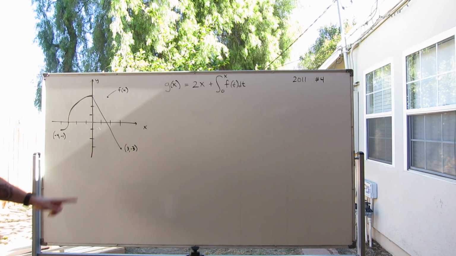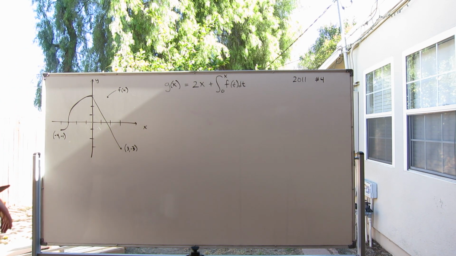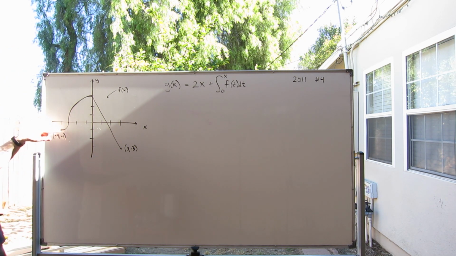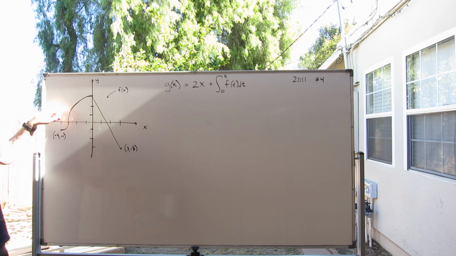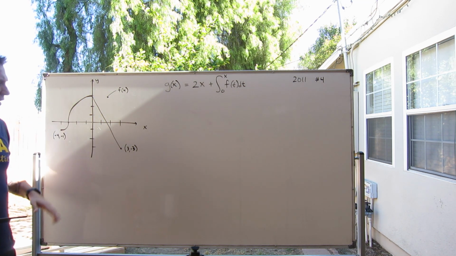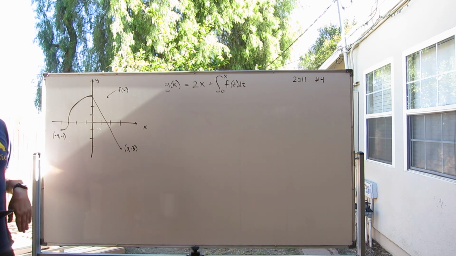We are given a function f of x. We are given the graph of this function. We're told a couple of things about the graph. First of all, these two things are quarter circles. So this part right here is a quarter circle. This part right here is a quarter circle, and then it follows a line. And this is the graph of f of x.